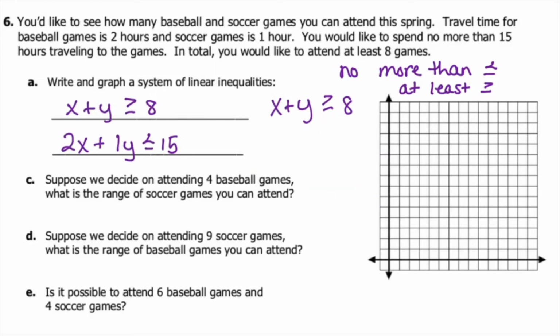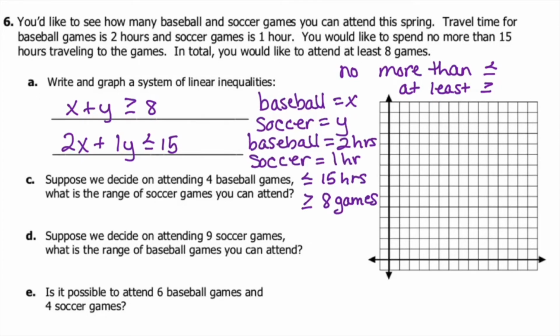So we have x plus y is greater than or equal to 8, and 2x plus 1y is less than or equal to 15. So x plus y is standing for how many baseball games plus how many soccer games, has to be at least 8 games. So games go with games. And then 2x plus 1y, so that's the number of hours. So hours go with the 15 hours. So that's how you know which one goes with which.